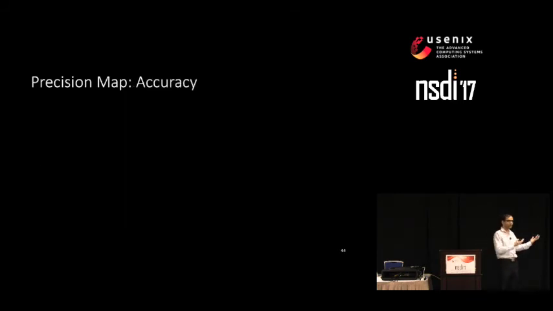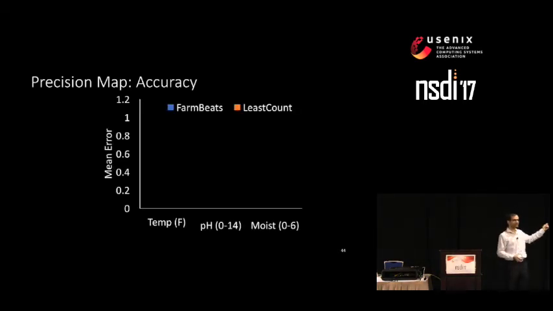To empirically evaluate its accuracy, we did another experiment. We went to different parts of the field, and we actually measured the ground truth sensor values using a sensor. And we compared it with the values that we had predicted. And I'm going to plot the mean error for 3 different kinds of sensors, where the temperature is in Fahrenheit, pH is from 0 to 14, and moisture is measured on the scale of 0 to 6. And these are our errors. So these errors are really small.